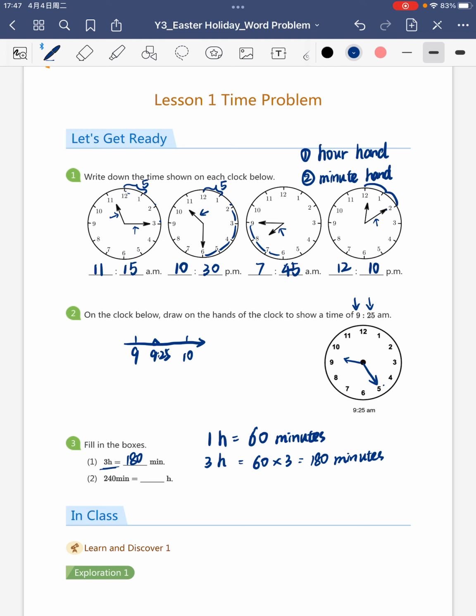And we know 1 hour equals 60 minutes. Then for 240 minutes, how many hours in it? Actually, it means how many lots of 60 minutes can go into the 240 minutes. So if we do division, 240 divided by 60, actually we can ignore the 0 at the same time. Then 24 divided by 6 will equal 4. It means there are 4 lots of 60 minutes in the 240 minutes. So 240 minutes will equal 4 hours.